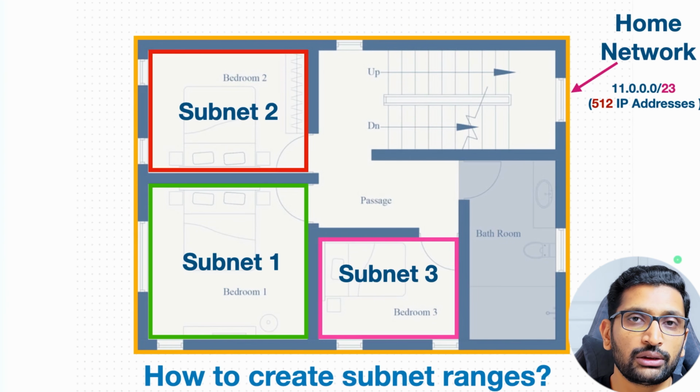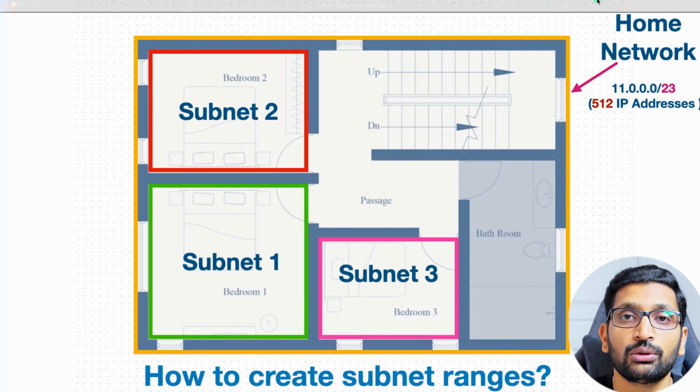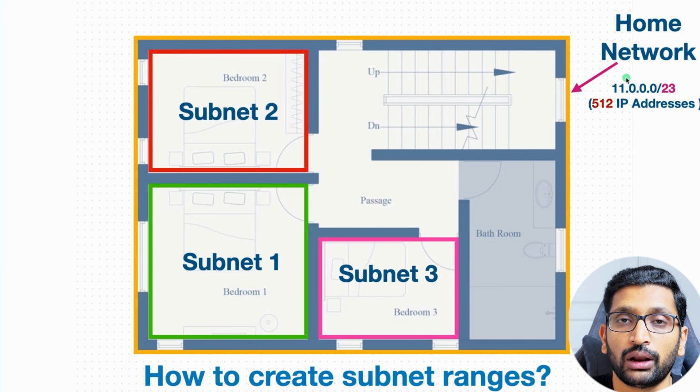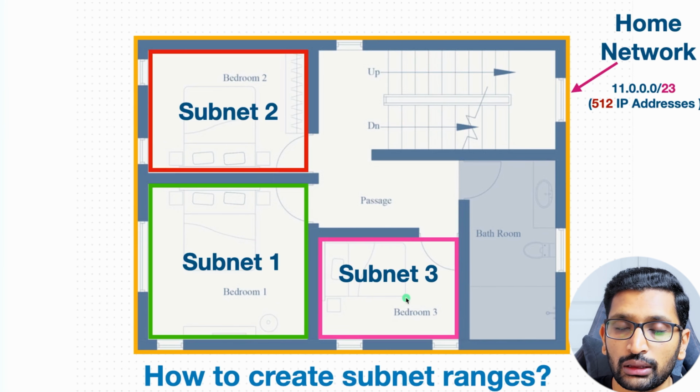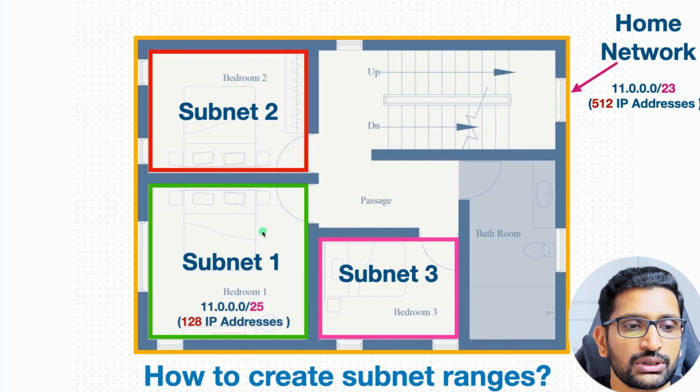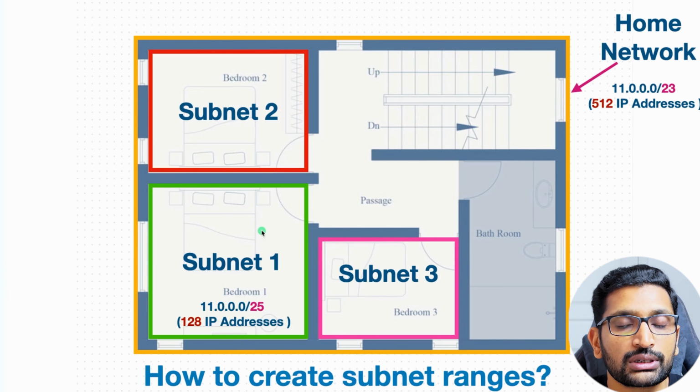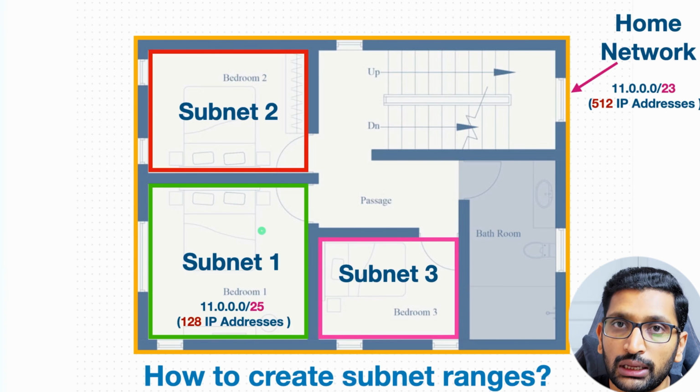Now you know that we have 512 IP addresses available on our large network, which is our home network. And now we need to divide these 512 IP addresses within our subnet 2, 1 and 3, I mean the 3 subnets. So how can we do that? For that, we just need to create a few more CIDR ranges for our subnets as well.